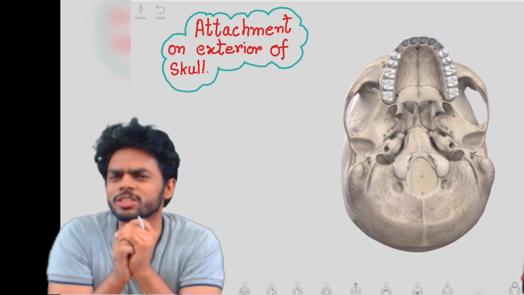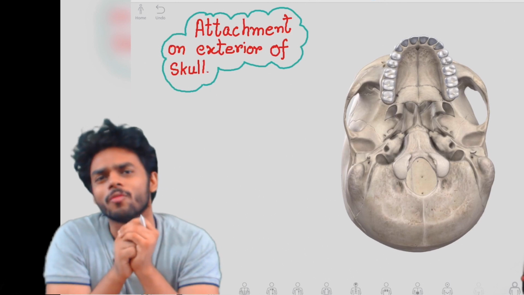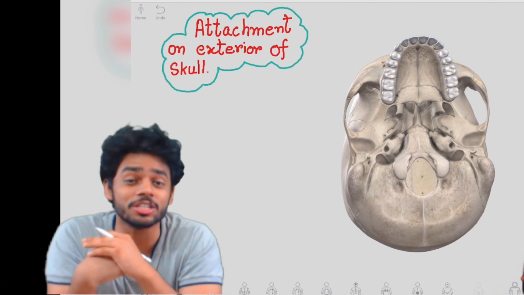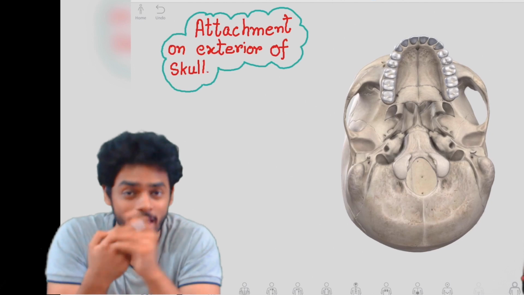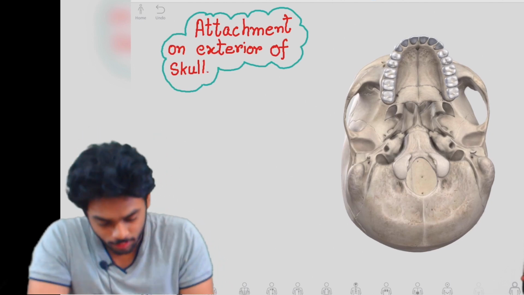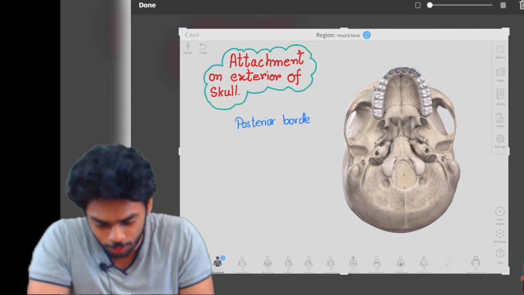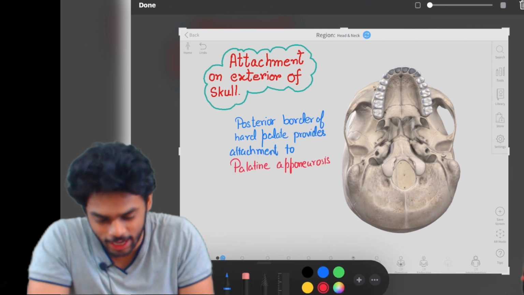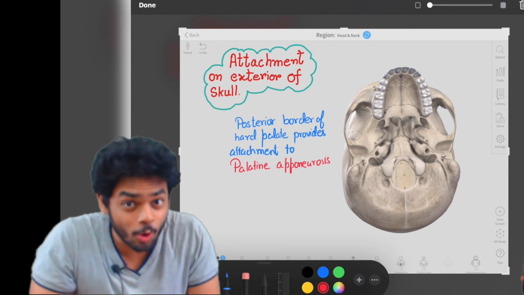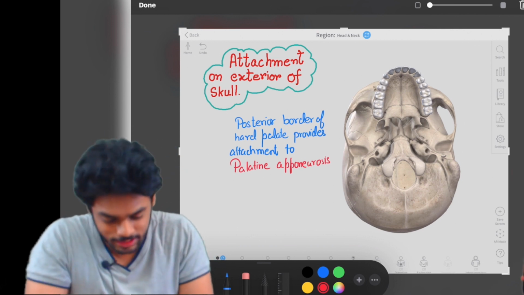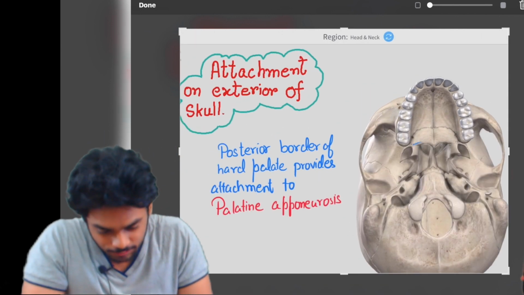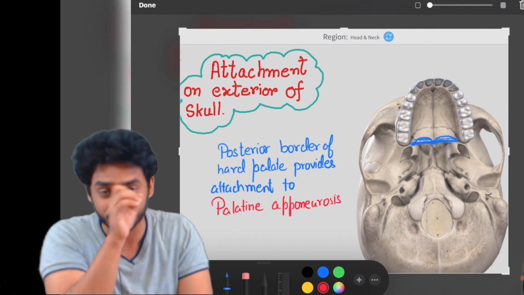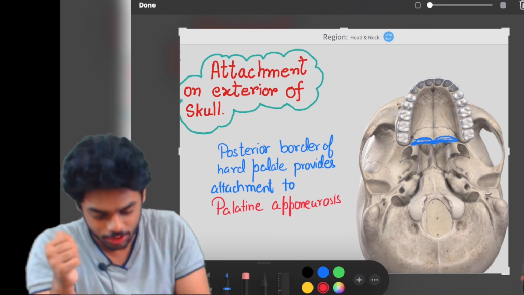Now, which structure is present at the posterior border of the hard palate? The structure is called palatine aponeurosis. Let me show you on the screen where this structure is present. The posterior border of the hard palate provides attachment to palatine aponeurosis. Let me show you on the diagram and the picture itself. See here, this is the posterior border of the hard palate which provides attachment to palatine aponeurosis, and posterior to that structure, let me show you.